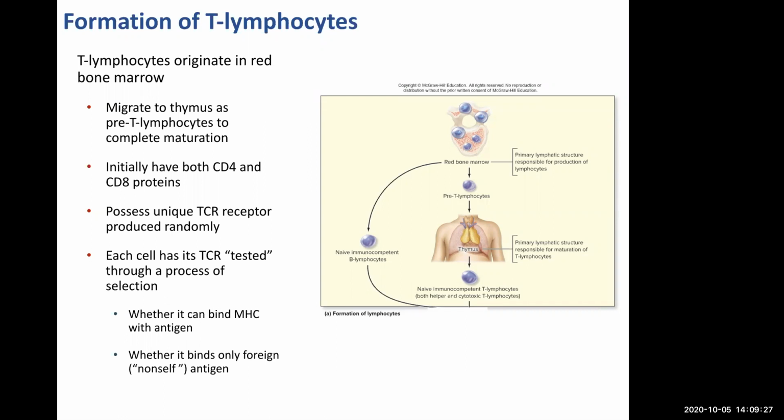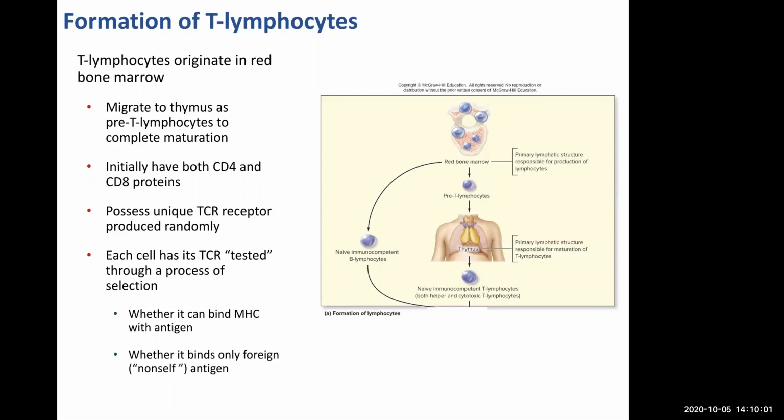So what happens with them, again, the original precursor T cell is made in the red marrow, and then those cells very quickly migrate to the thymus. And when they get to the thymus, these precursor T cells are not functional T cells; they have both CD4 and CD8 on their surface. And each one that migrates there has a unique, and I should say this goes the same for B cells, unique T cell receptor, right?